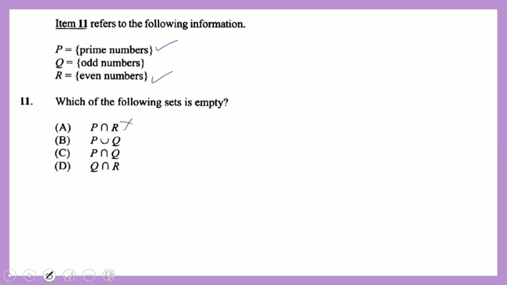P union Q, that definitely cannot be an empty set. You're combining all the numbers in P and Q. P intersect Q, prime and odd. Is there any number that we know is prime and is also odd? Lots of them. So that is not an empty set. Q intersect R, that's going to be, is there any odd number that is also even? Nope, so that is an empty set.